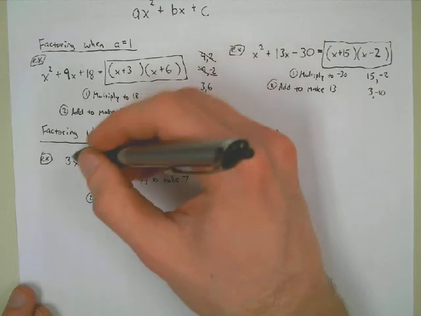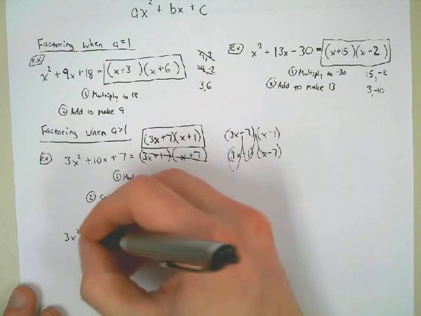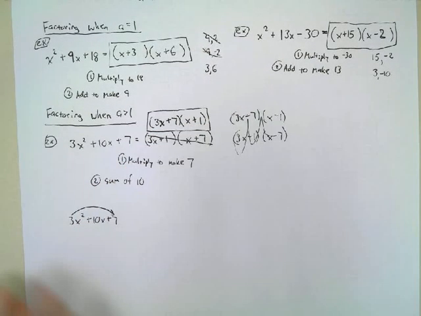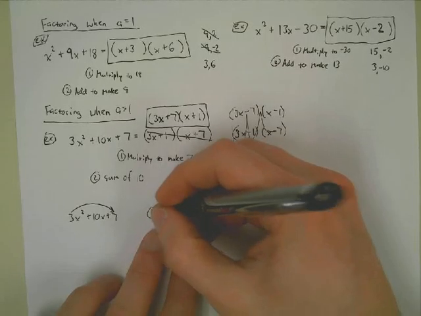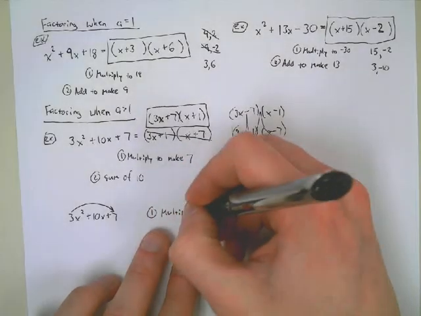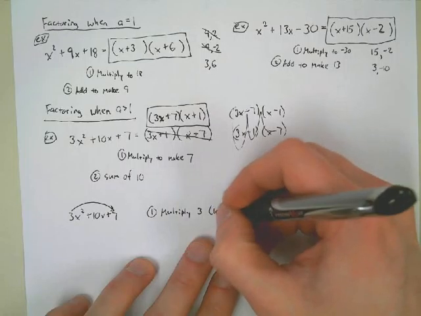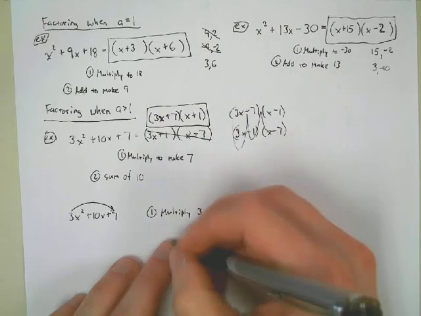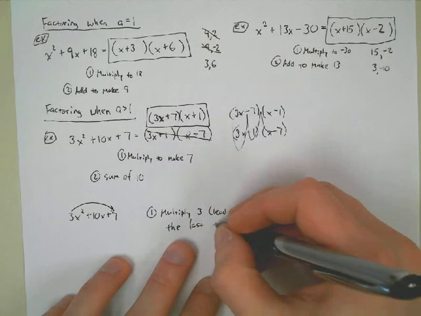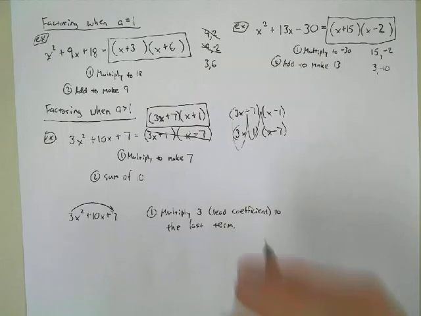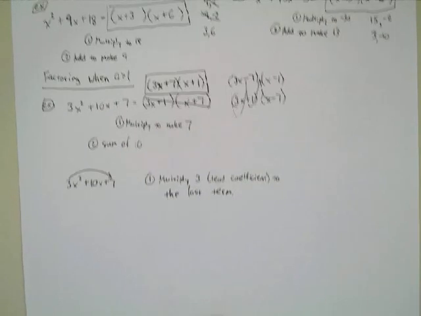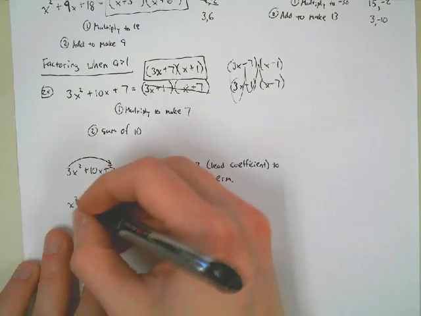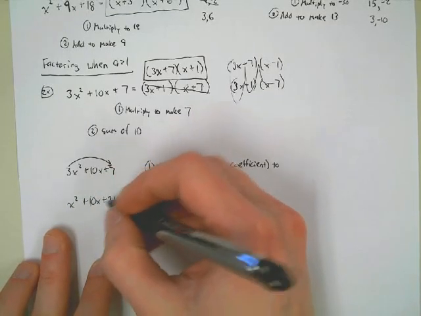the lead coefficient, to the last term. Okay. So that leaves us with then x squared plus 10x plus 21. Okay, now this is a trick that I'm showing you here to kind of make it easier. Now if you notice, by doing that, I've now gotten rid of the number 3 here in front. It's now just x squared plus 10x plus 21.